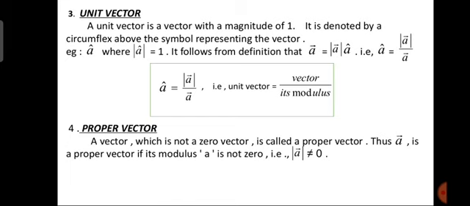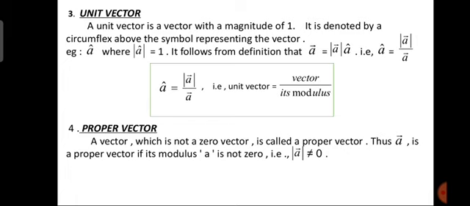And it follows from the definition. We can say the definition of a unit vector as vector A is equal to modulus of vector A into A cap. That is, A cap is vector A by modulus of vector A. So we can find the unit vector: if we are given a vector, you have to find the magnitude of the vector and divide the vector by it. So that is the unit vector. This is an important equation. Unit vector is vector by its modulus.